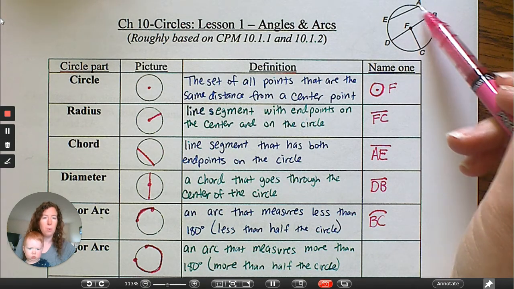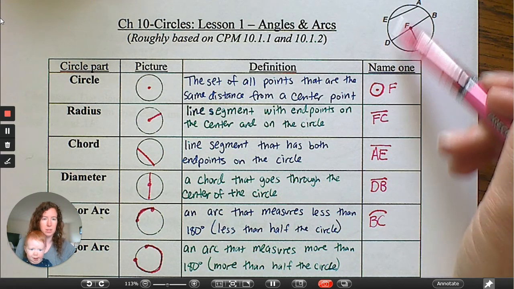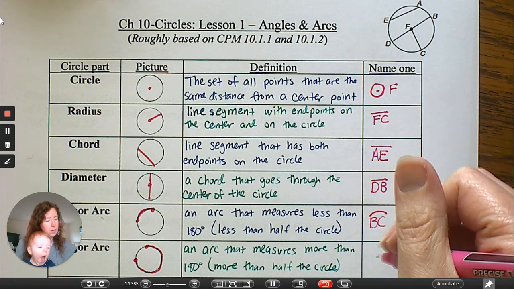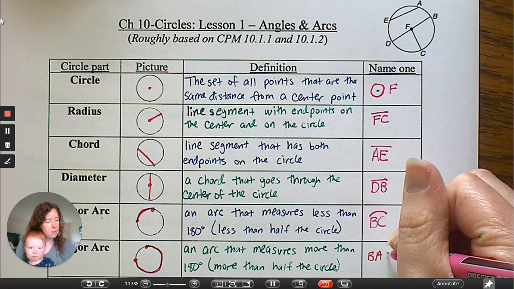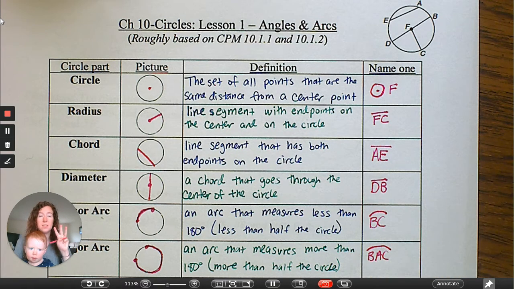Now remember, we're only going around the exterior. A circle is only that exterior part, there is really nothing on the interior. So for example, an arc up here, I could have arc BAC. Now you have to use 3 letters to name a major arc, 2 letters to name a minor arc.